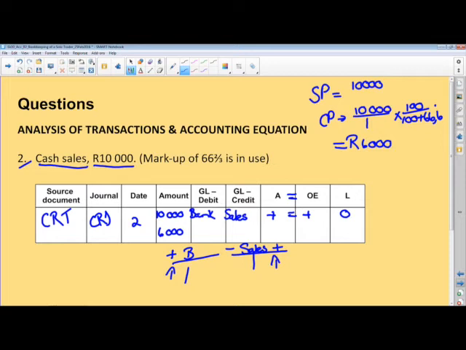Now, plus equals my plus. And then, whenever you have a sale, we'll have a cost of sale. So your cost of sales will go up. We have bigger costs, but remember, your influence on owner's equity is negative.